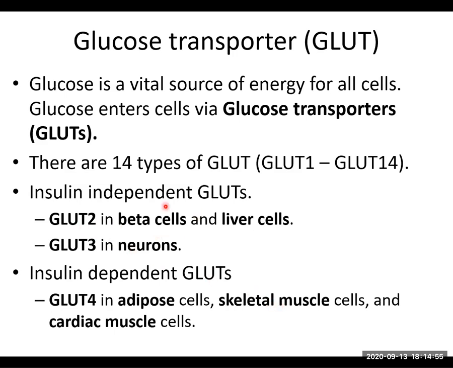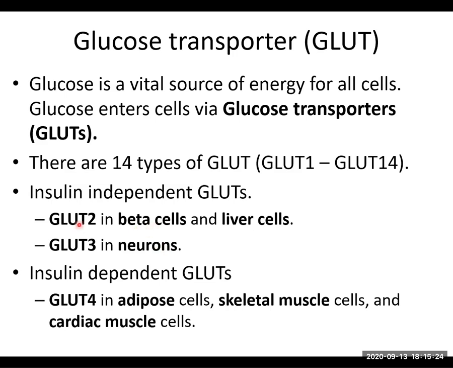GLUT2, we see it in the beta cell and liver cells. GLUT3 is the major one in the neuronal cells. And so we know that neuronal cells are not insulin dependent, and the major fuel to provide the function of the neuron is glucose, and it basically goes through GLUT3 and into the neuron.